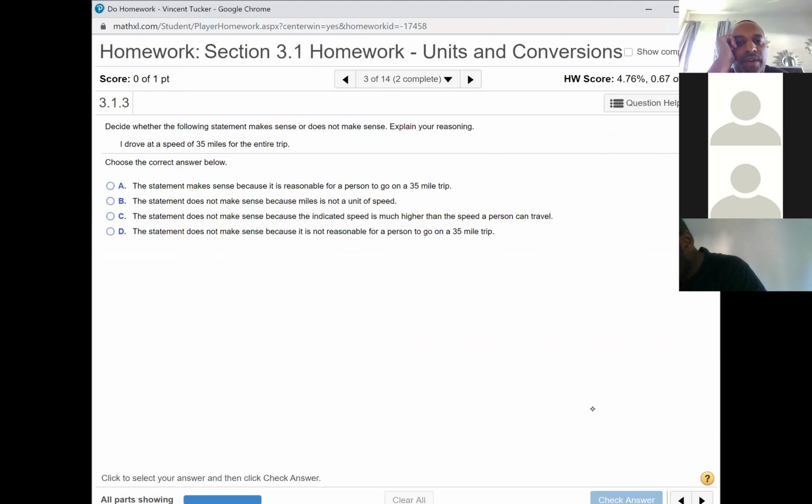Okay, next one. Decide whether the following statement makes sense or does not make sense. Explain your reasoning. I drove at a speed of 35 miles for the entire trip. Anybody want to help us out there? Whether it's right or wrong, makes sense, doesn't make sense, I should say. A: the statement makes sense because it's reasonable for a person to go on a 35-mile trip. You're missing a key word, entire. Before you get there.